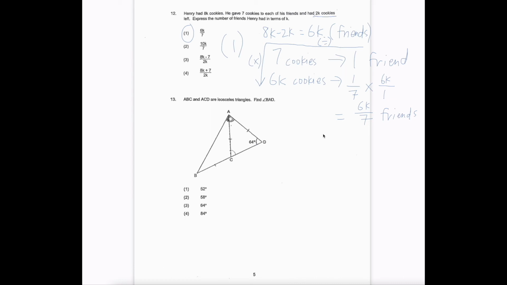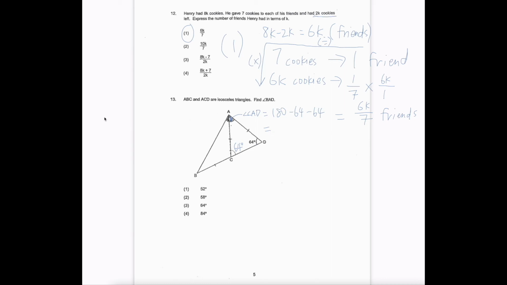ABC and ACD are isosceles triangles. So for ACD, since it's here, let's do it. So this is also 64 degrees. Okay? Because they are at the base of isosceles triangles. They want me to find BAD. So let's find CAD first. This angle here. CAD will be equals to 180 minus 64 minus 64. Because total angle in a triangle, it's 180.